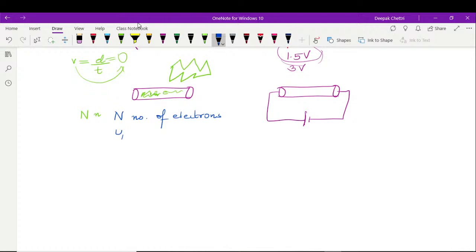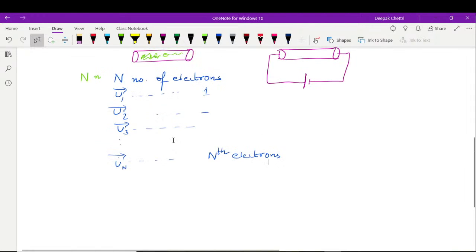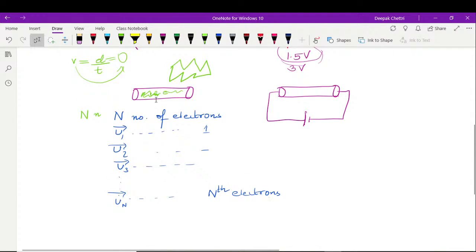Let us say u1 is the velocity of the first electron, u2 is the velocity of the second electron, u3 is the velocity of the third, and so on till un is the velocity of the nth electron. Understand? Now, since these motions do not result in anything, they will ultimately cancel one another. If one electron is going to the left, another will go to the right, so they will cancel each other.